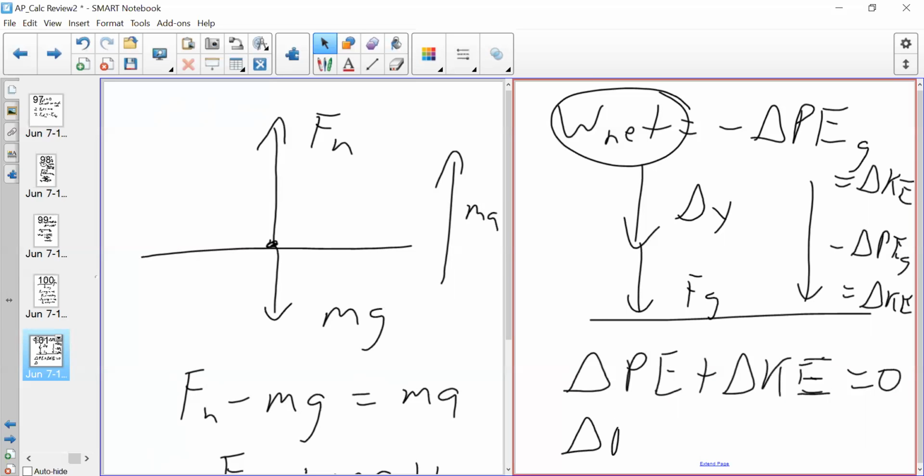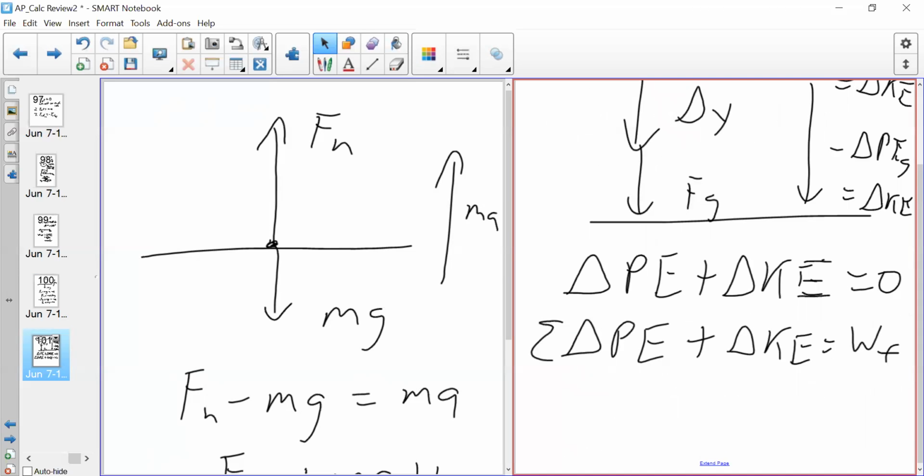And in the other case, if there's friction, and this should technically be the sum of all forms of potential energy, because there's a spring energy that could be there, that equals the work done by friction. We call all forms of friction, like air resistance, the work of friction. And it's usually mu k Fn delta x, because force times displacement is work for any force. This was conservative. This is non-conservative.